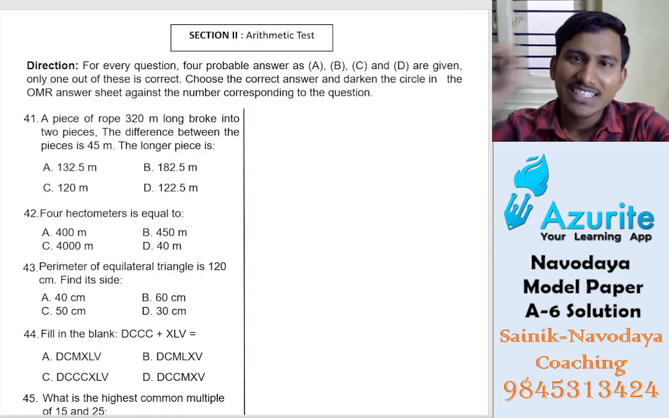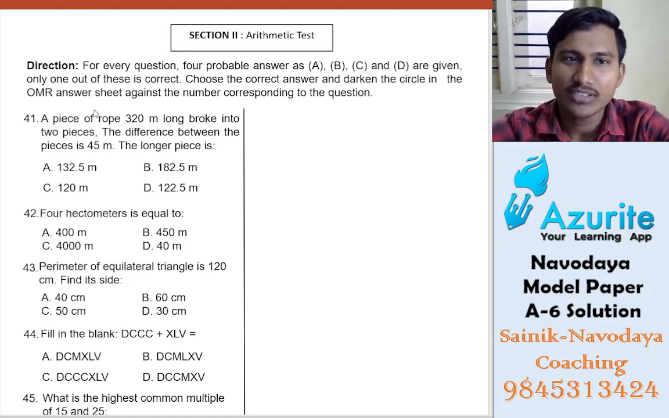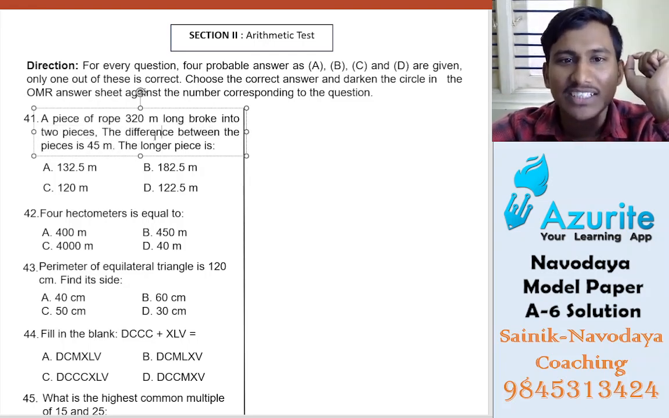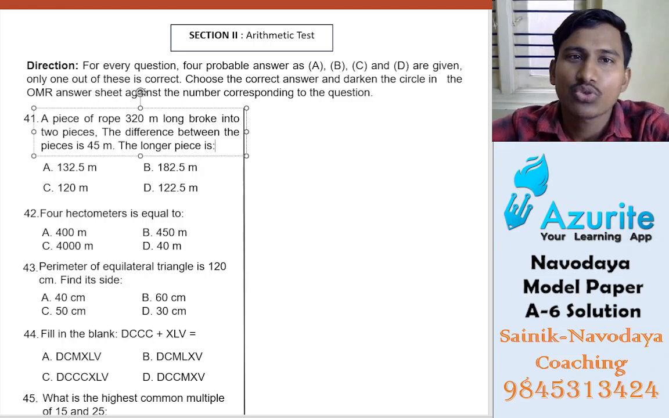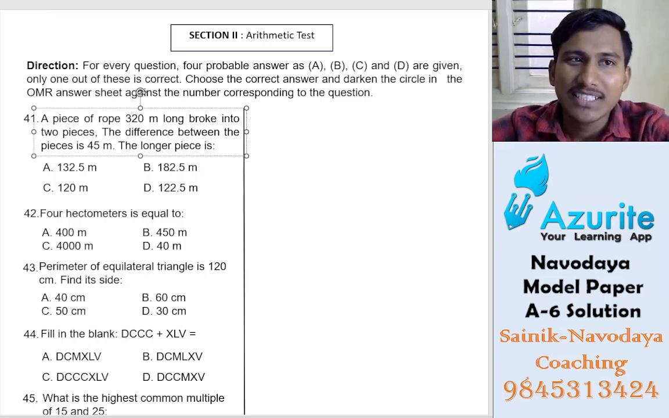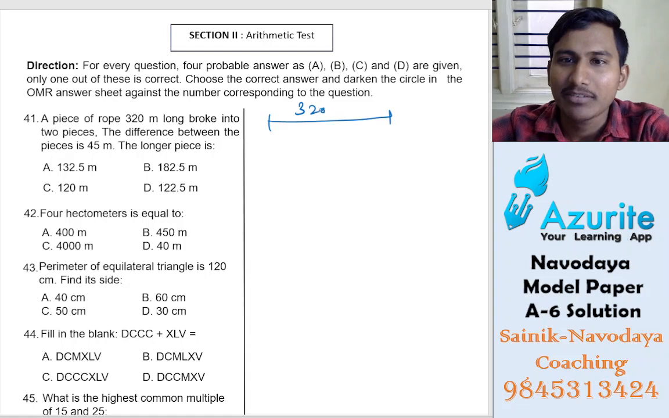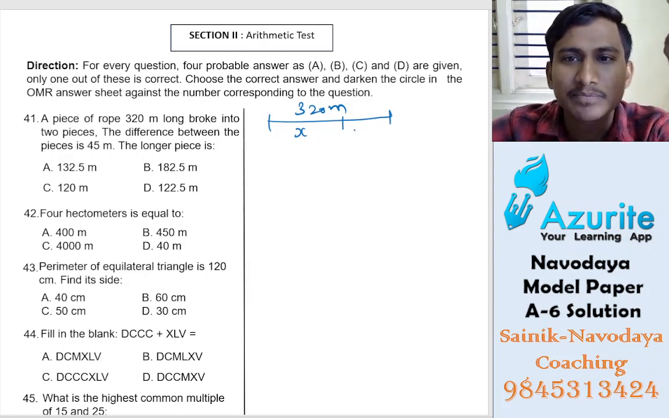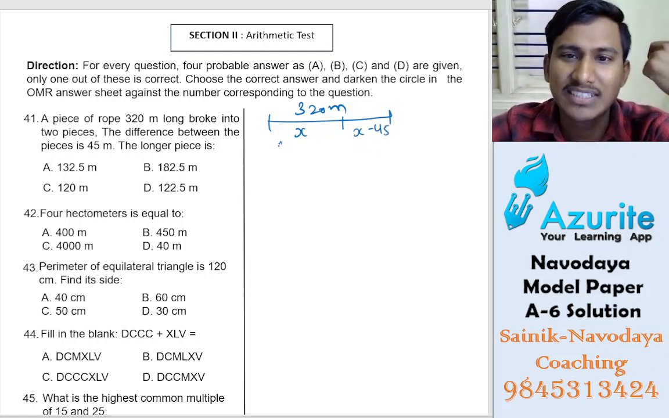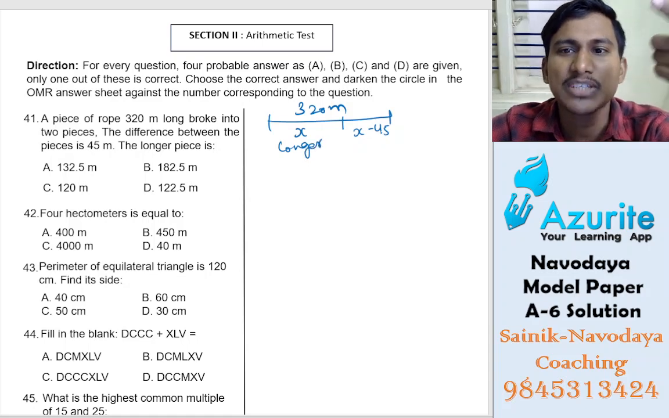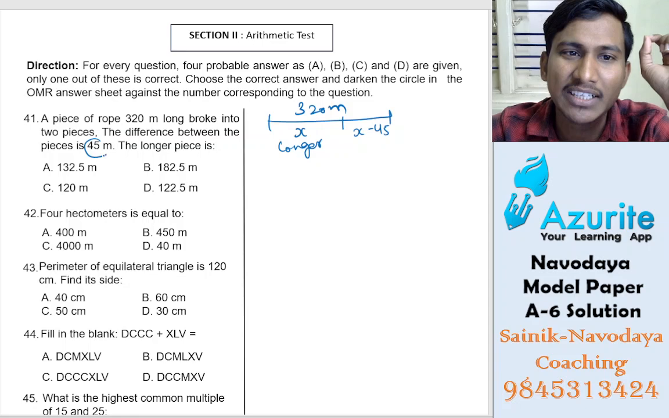So students, see here, question 41 is very easy. So what is the question? A piece of rope 320 meter long broke into two pieces. The difference between the pieces is 45 meter, the longer piece is. So if you take the longer piece, there is one long rope of 320 meter. If you take the longer piece as X, the smaller piece will be X minus 45, that is 45 meter smaller.